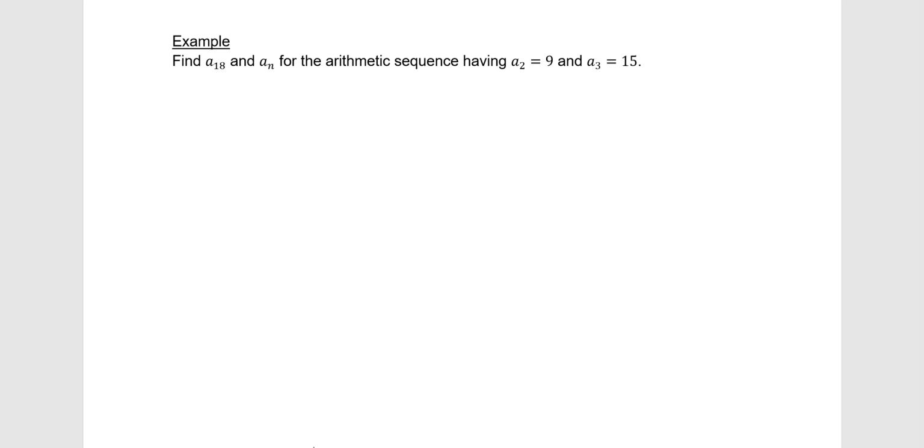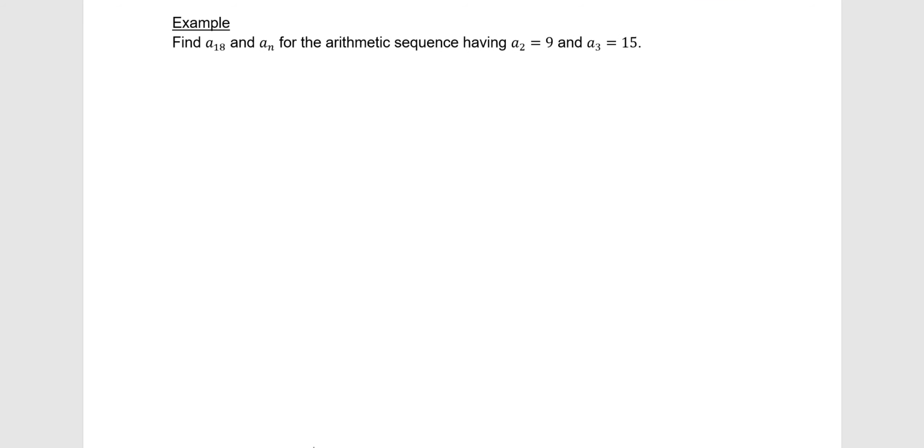Okay, let's do another one. Let's find a sub 18 and a sub n for the sequence with a sub 2 is 9 and a sub 3 is 15. So let's start with what we are going to be using. A sub n is a sub 1 plus n minus 1 times d. We need a sub 1 and we need d. So first, before we find a sub 1, we actually have to find d first. We know that a sub 3 is 15, a sub 2 is 9. So d is going to be 15 minus 9, which is 6.